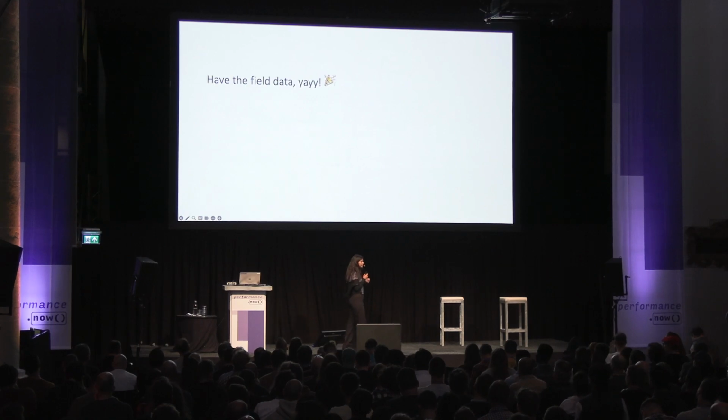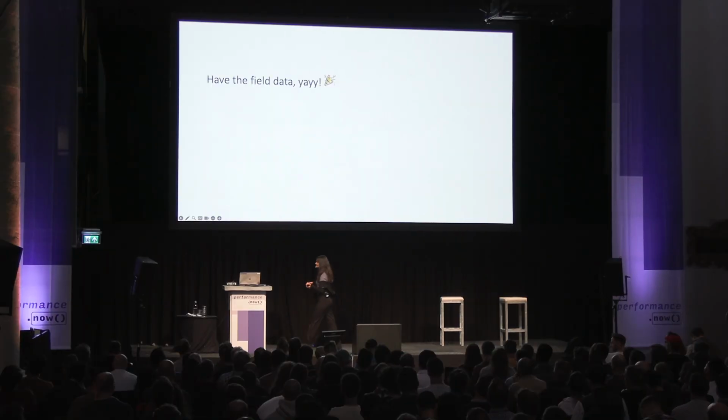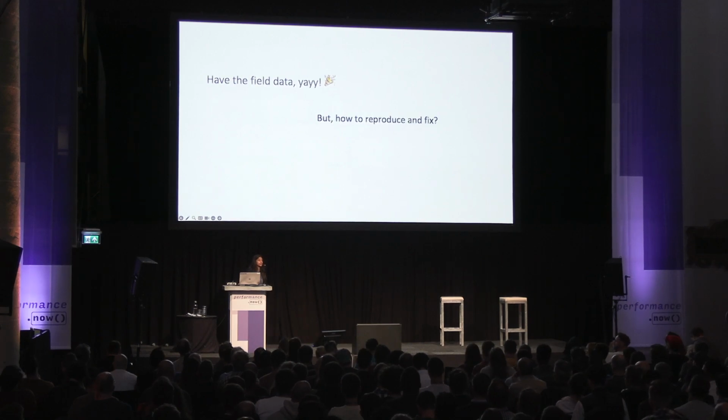Now, we have the field data, we have INP value, we also have diagnostic information with it, but what next? What do we do next? We got it from the field, now we have to reproduce it somehow on our end, right? We have to somehow try to fix it. So that would be next. How do we reproduce and fix it?